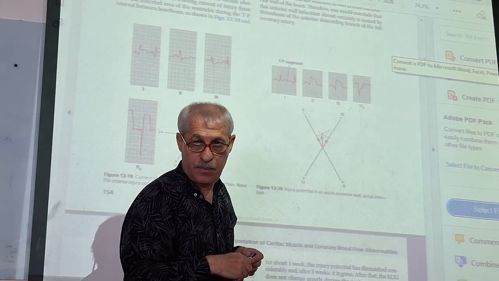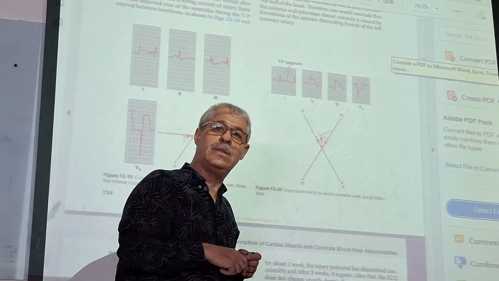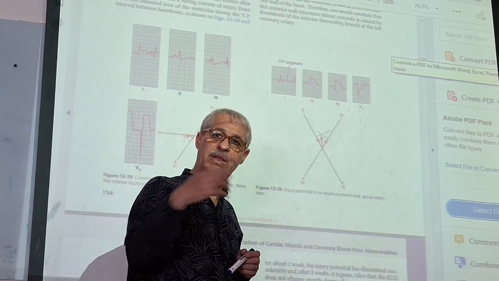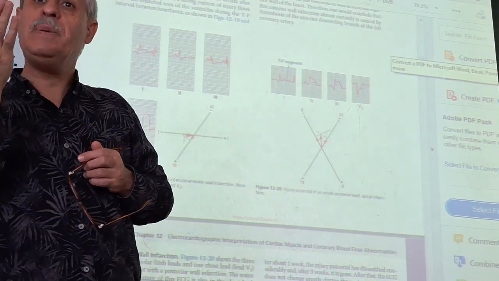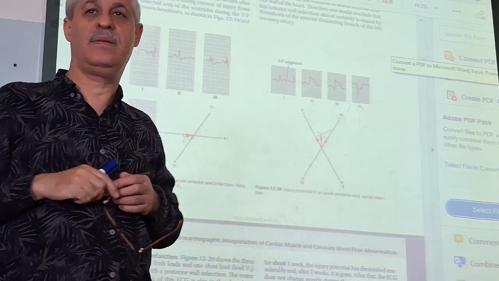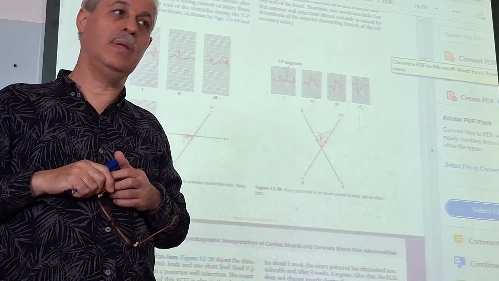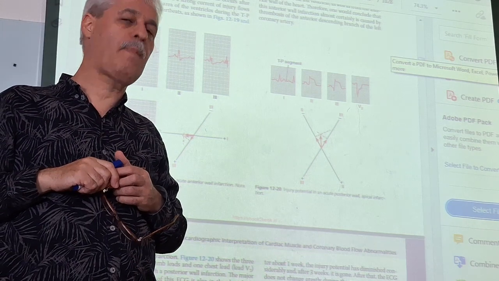So we have to first point out where the J point is and draw a line. And then draw a horizontal line, and then see the TP segment, the TP segment before it. So we have to see if it's high or low.